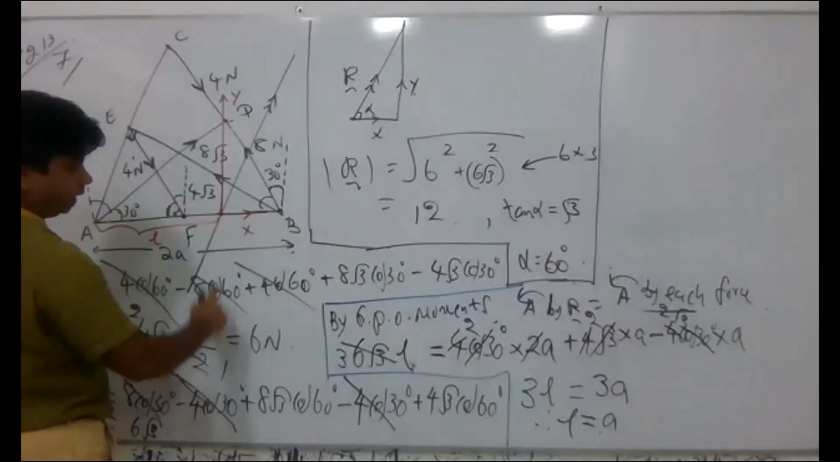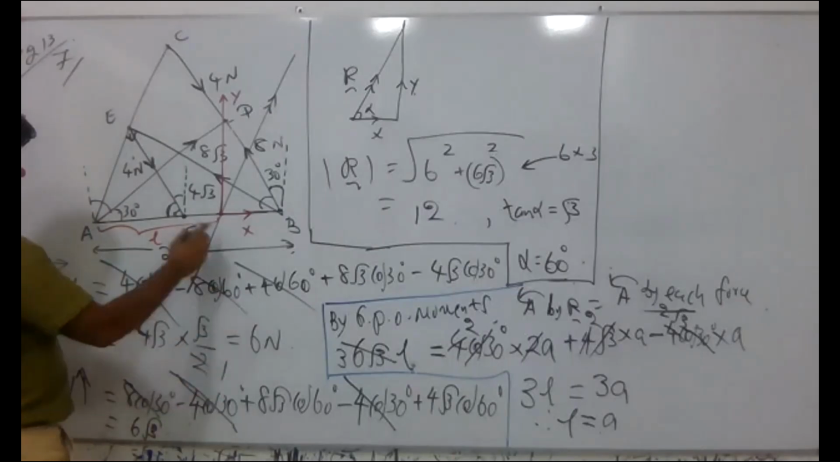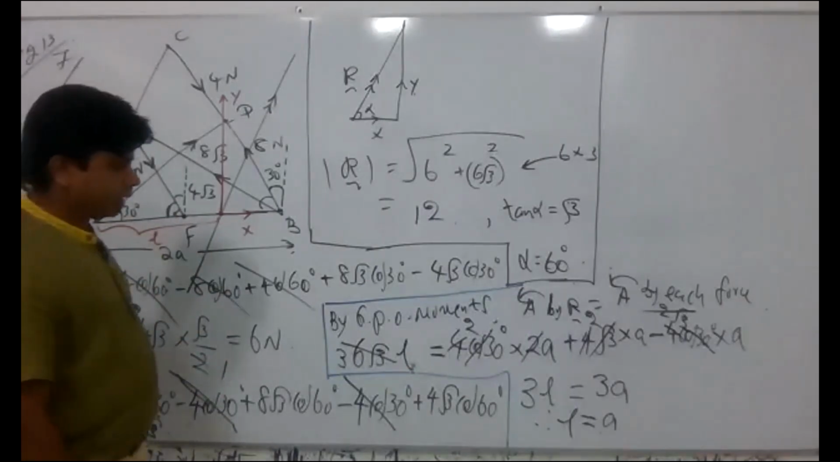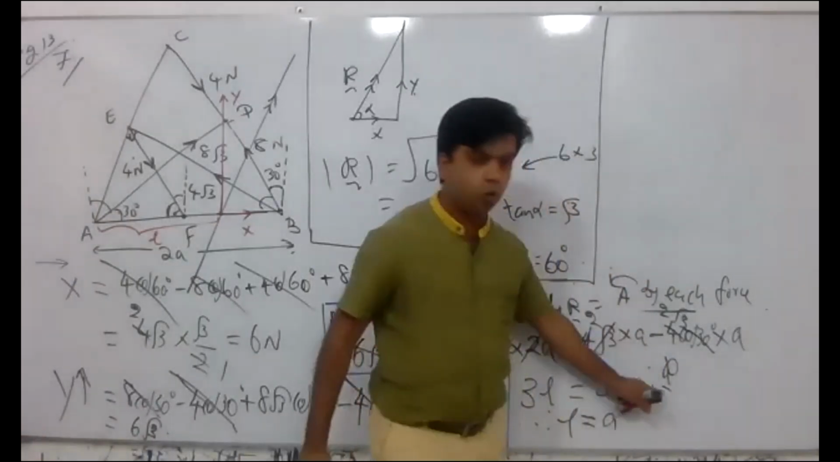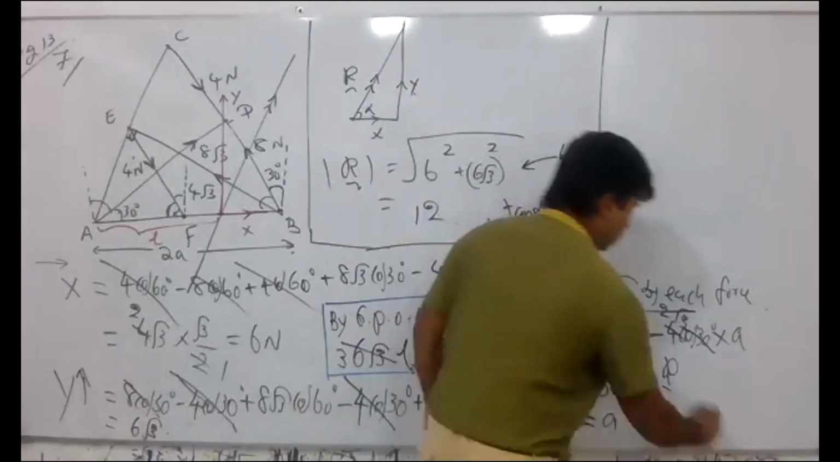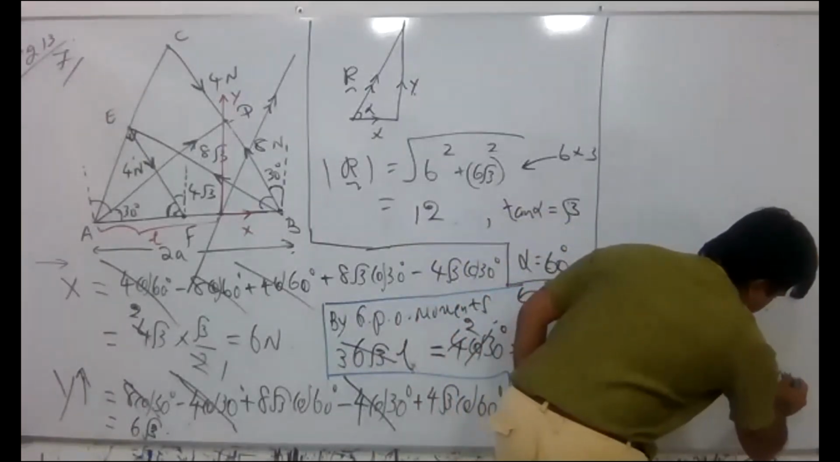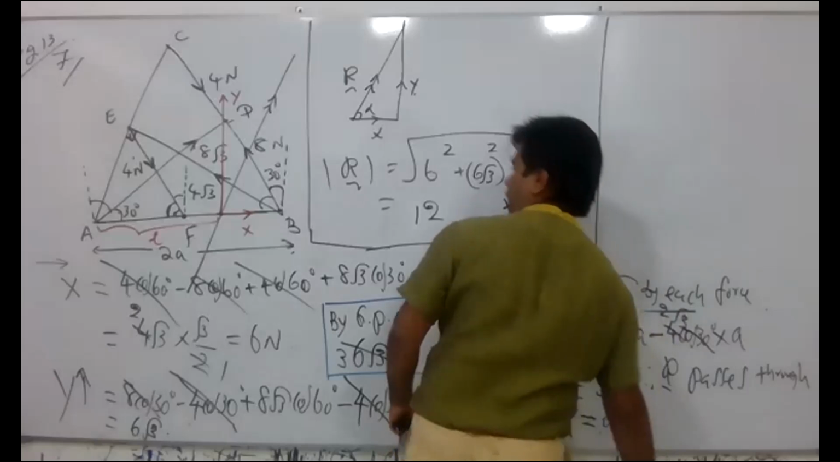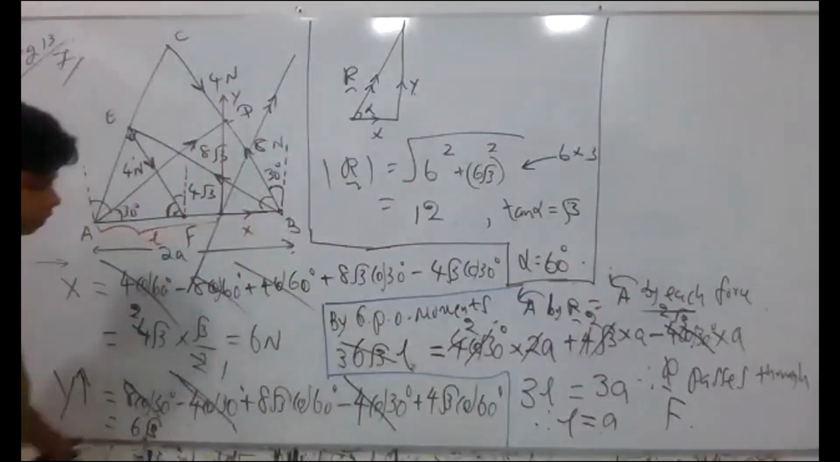It cuts the line AB at a distance A from A. That means F. Therefore, the resultant R is a force, and R passes through F. You can say it like that.